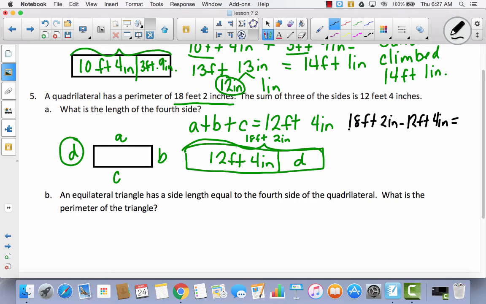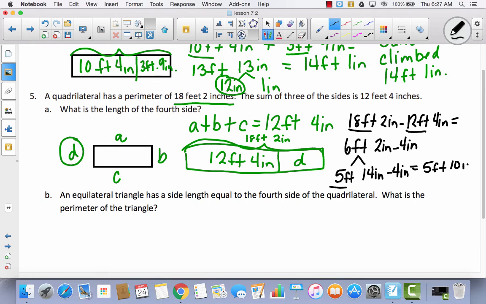All right, so hopefully you subtracted feet from feet, which gives me 6 feet. And now I've got 2 inches minus 4 inches, which I cannot do. So I'm going to have to decompose. So I'm going to take away 1 foot, and that's going to leave 5 feet. And I'm going to decompose the other foot into 12 inches, and then add it to these 2 inches, and that gives me 14 inches. Now I'm ready to subtract the 4 inches. So nothing happens to the 5 feet. 14 minus 4 would be 10 inches.